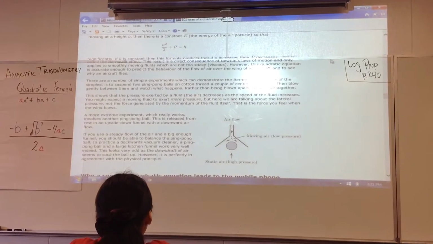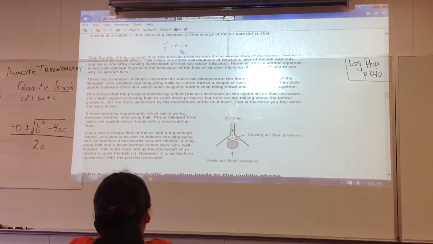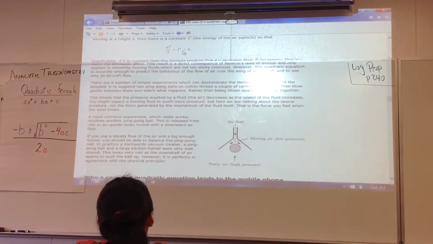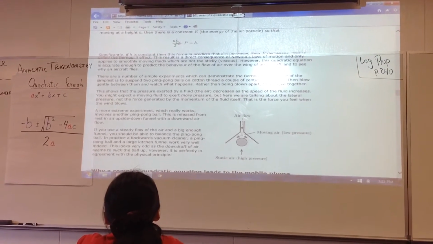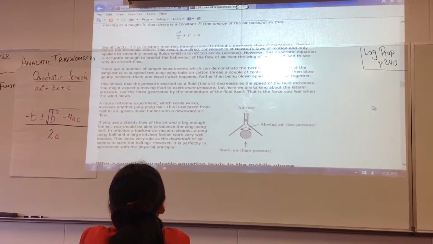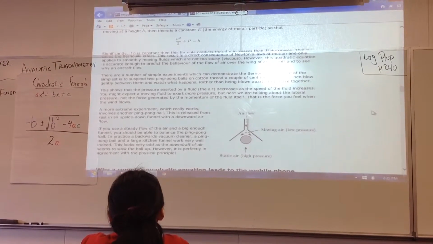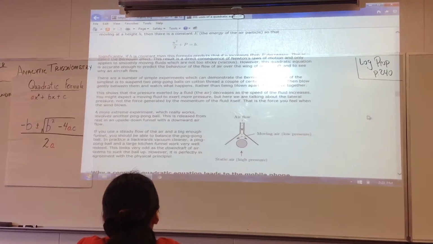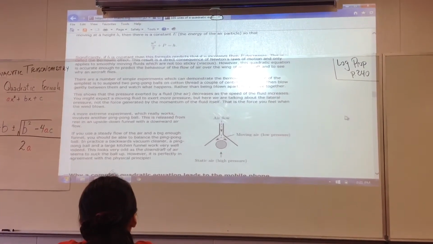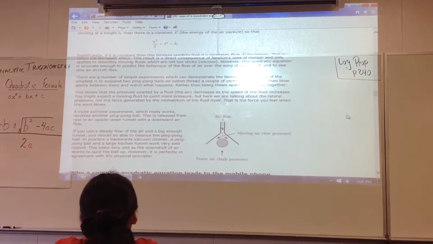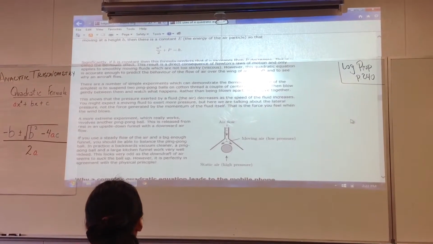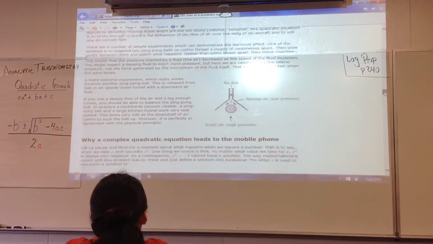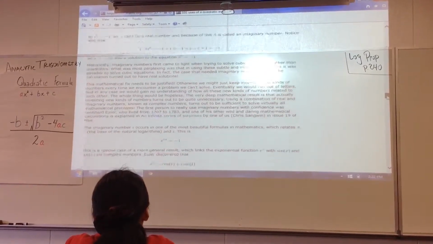But they can also use the quadratic. You'll notice the quadratic up there. If it's got a squared, it's quadratic, right? See the squared? And the Bernoullis like to use it with aircraft. Look up above there. It says, however, this quadratic equation is accurate enough to predict the behavior of the flow of air over the wing of an aircraft and see why an aircraft flies. Again, another way that quadratic equations are used.